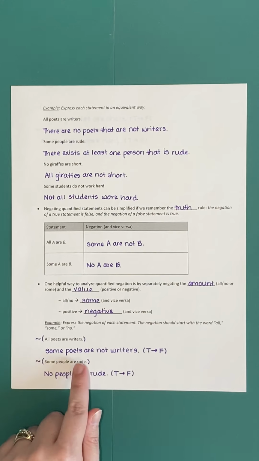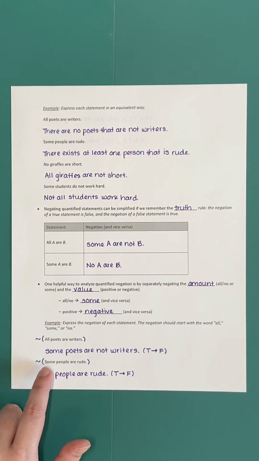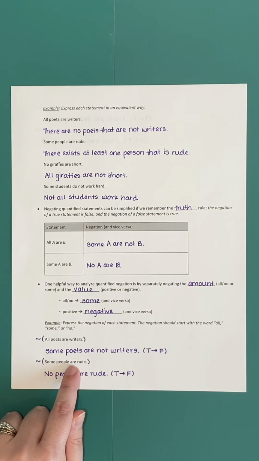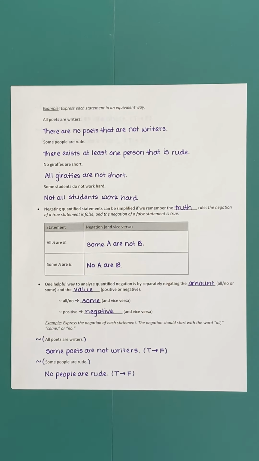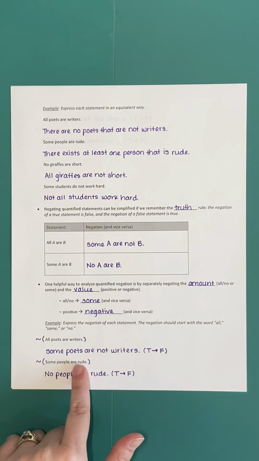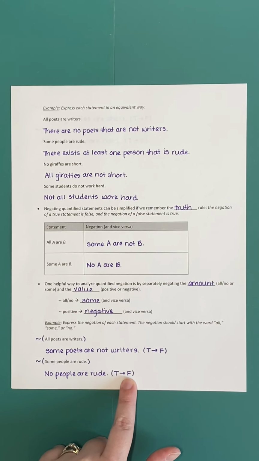Okay, some people are rude. Again, we decided that was a true statement. So now we want to negate it. We're going from partial and positive to all and negative. Rather than using the word all and the word not, another way of saying all and negative is the word no or none. So some people are rude, negated, would be no people are rude. And again, we can check it by making sure that we go from something true to something false. Some people are rude is true. No people are rude is then a false statement.